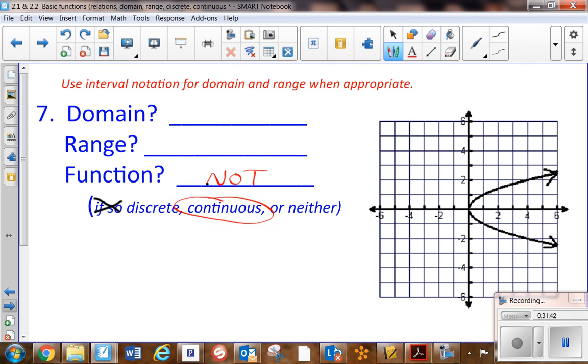Continuous. Yes. Furthest left. 0. Right. Oh, too good. Left. -infinity. I shouldn't have said left. I should have said down. Down, -infinity, up. So why is it not a function? Because a vertical line test would hit it in two places.